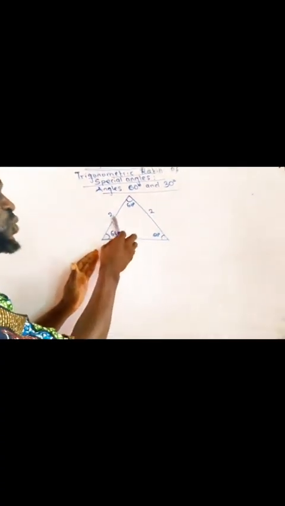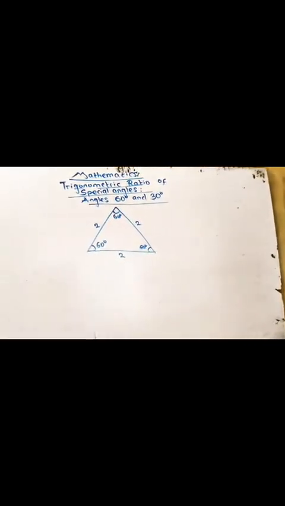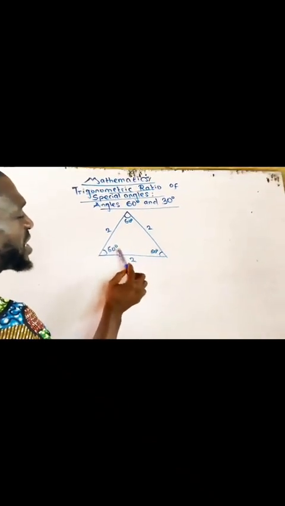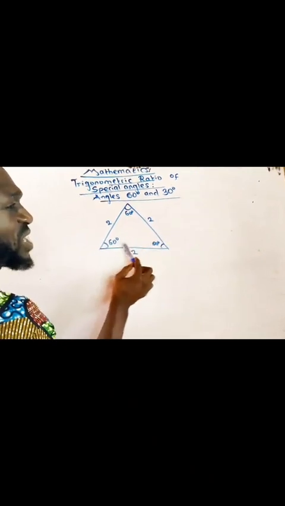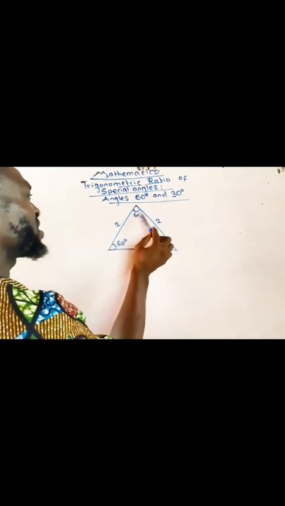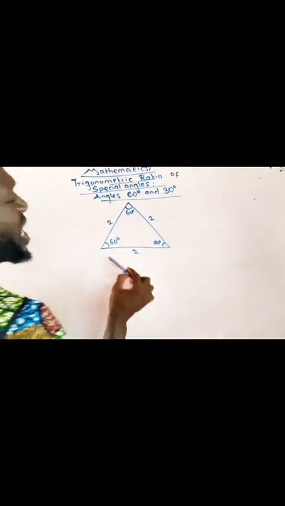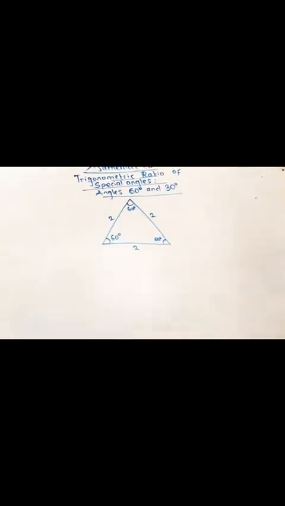If this side is 2, this side is 2, and the other side is also 2, all the sides are equal. That's not the only thing. All the angles are equal. And remember that the sum of angles in a triangle is what? 180. So it's an equilateral triangle whose angles are equal to 60 degrees. Now, having used this as an assumption, unlike the previous one where we used 1, 1.